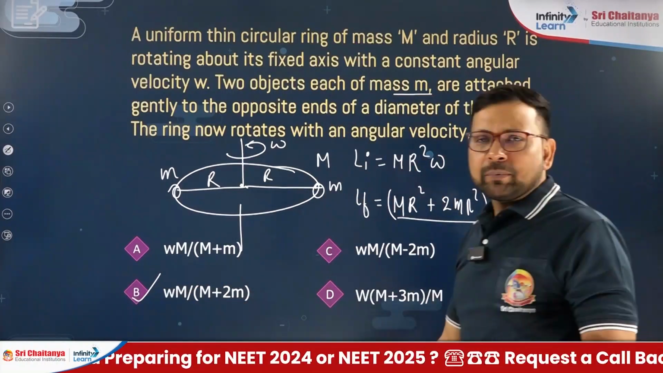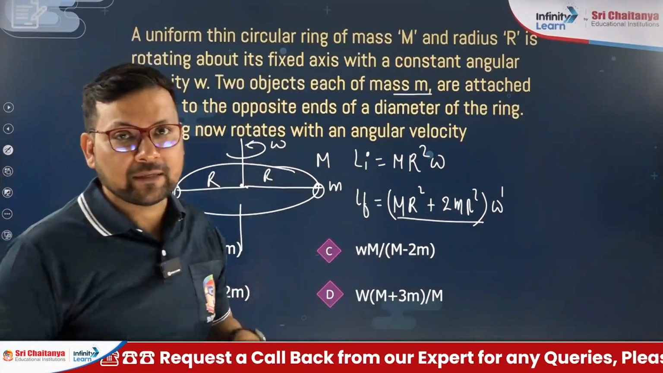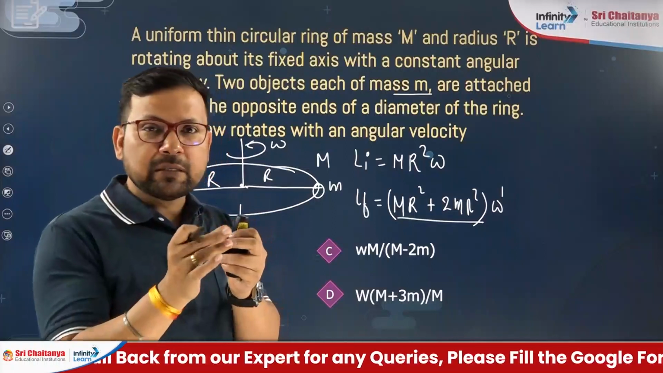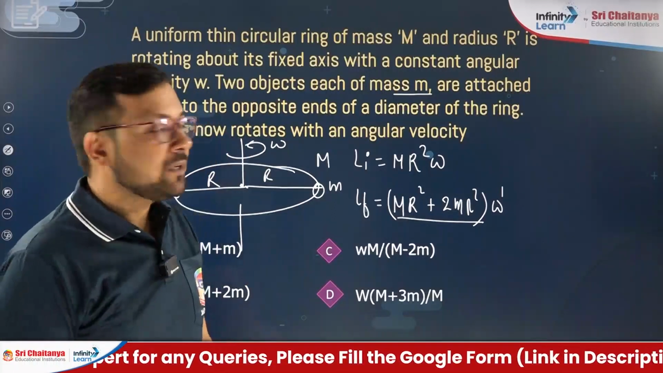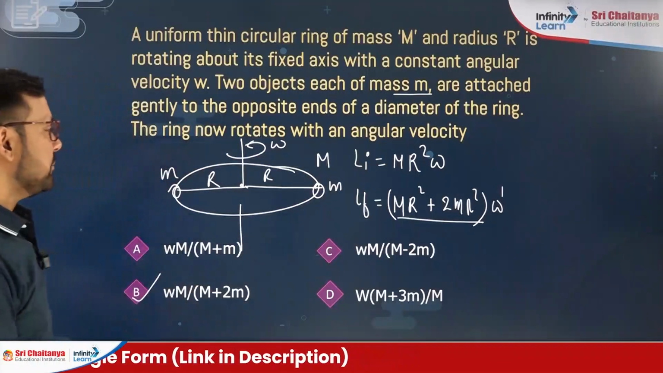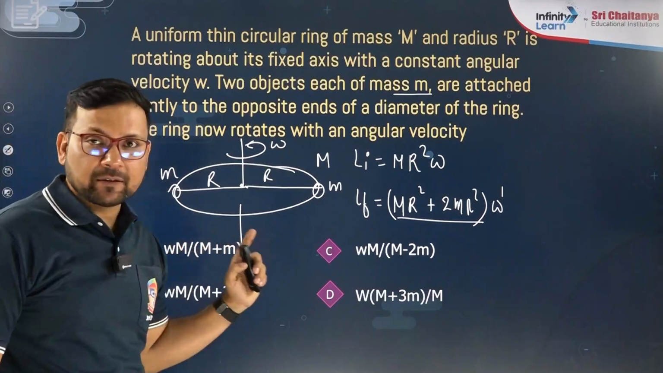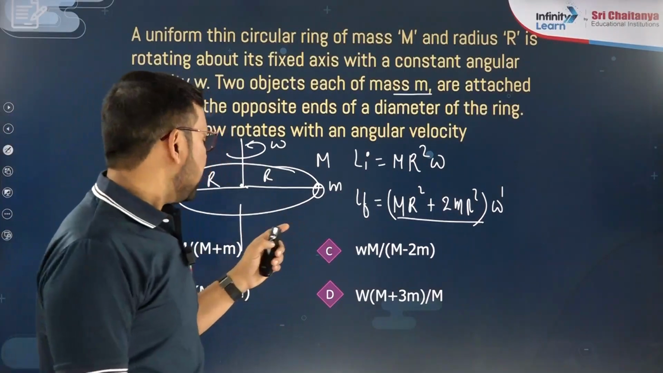Got this? Simple. Inertia changed, and gently placing was the important key there. If you give some impulse, then angular momentum will change. Gentle, no impulse, angular momentum is conserved. That was what the question was about. Hope you understood this. This kind of question you can expect in NEET. Important model. See the next one.